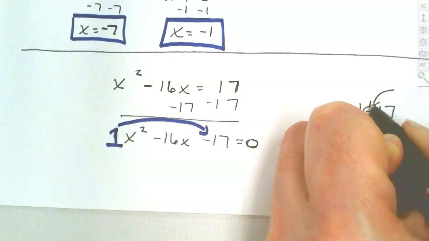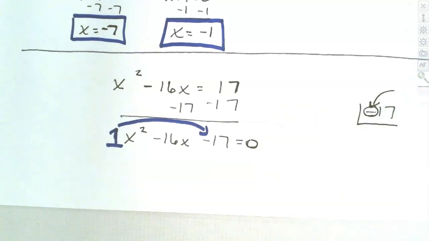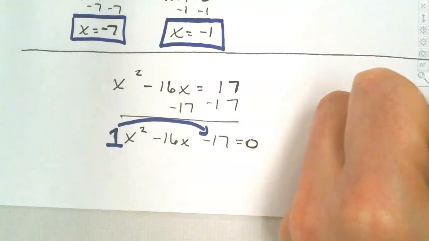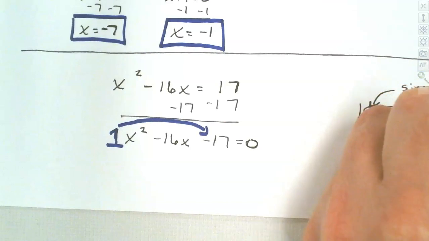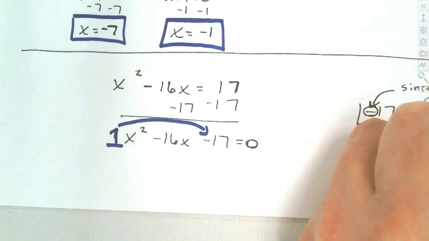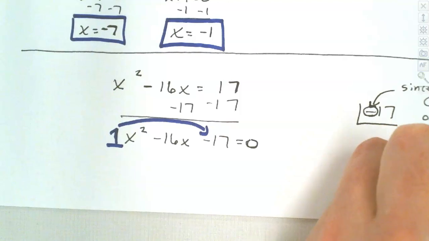Now, let's think about multiplication. How can we multiply two numbers together to get a negative number? The only way we can get two numbers to multiply together to give you a negative number is one is positive, one is what? Negative. So since this is negative here, you just have to remember our signs. That means one number is positive, one number is negative.